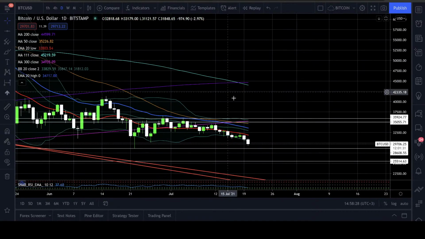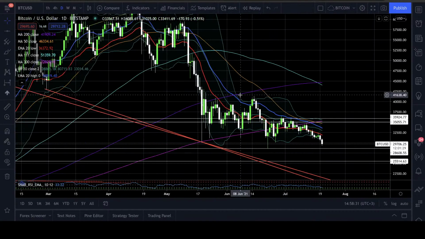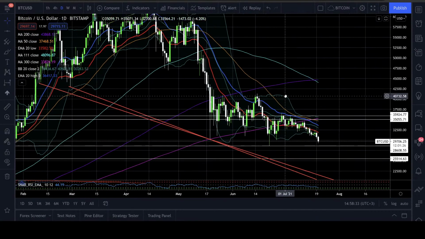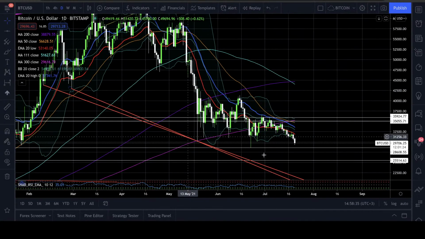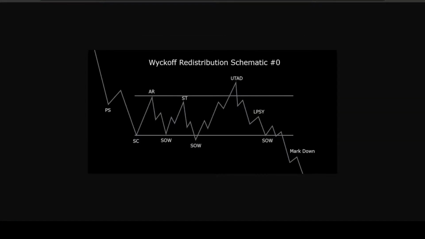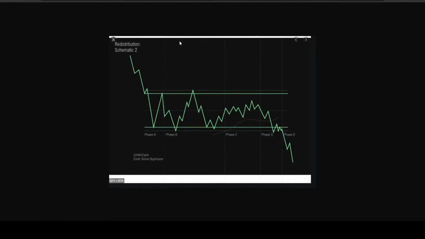Let's go to the daily chart. When you have a look at the daily chart, you see this range pattern. This range pattern is considered a consolidation, and if you have a look at the Wyckoff redistribution pattern, you will see something interesting. Initially I thought it was this pattern, but I've noticed it's more like this. So let's remember this pattern, and then we'll look back at the Bitcoin chart.